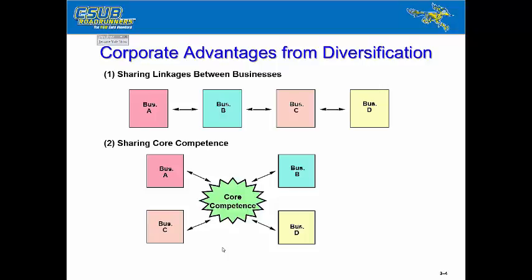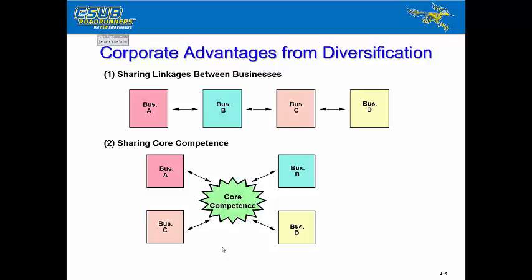Okay, so corporate level strategy is really talking about, rather than a specific business and the customers and competitors for that business, what businesses you want to be in as a company. So you can see here business A, business B, business C, business D. Imagine these as different companies.